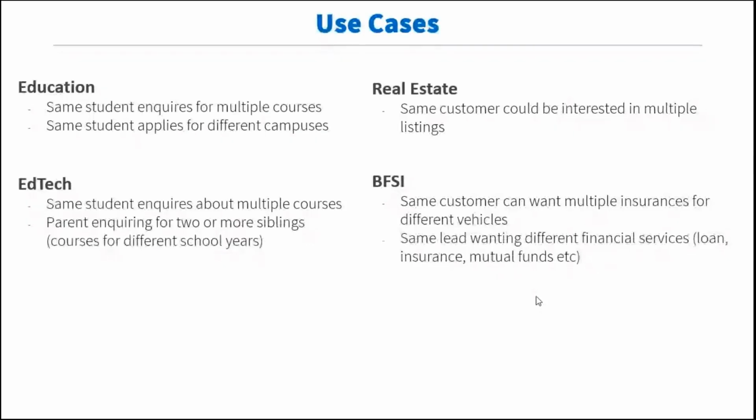So in that case, each deal will be handled by a different sales user. And when you're looking at education tech companies that are into coaching for school students, typically the parent will be the lead, while the kids will be the opportunity. Basically, the kids who are enrolling into the different courses for different school years will be the opportunities. So we can have the parent as a lead and the student details in the opportunity.